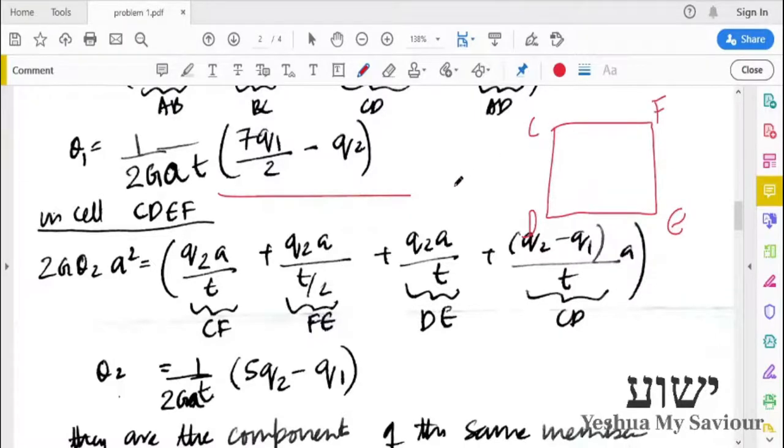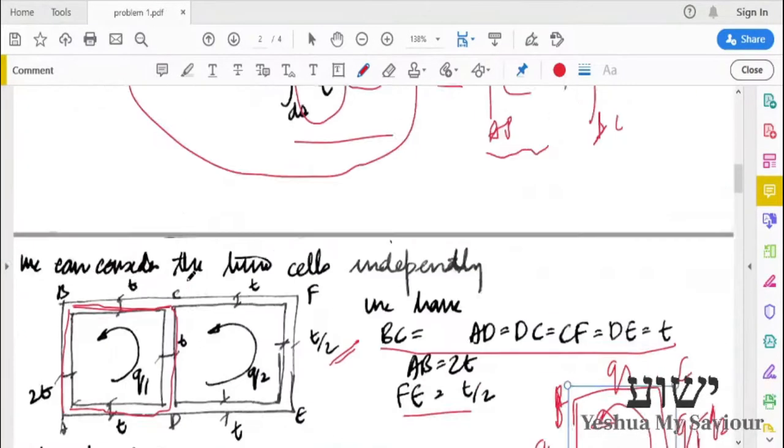So this is q1 minus q2. This is q2. In this cell, if we had a cell here, the flow was in this direction. So in this cell, the flow occurs in this direction. The shear flows in this direction. So these things are opposite to each other. So this is minus of this thing, so this becomes q1 minus q2 for this cell. So 2G theta 2 A squared, that is this equation.